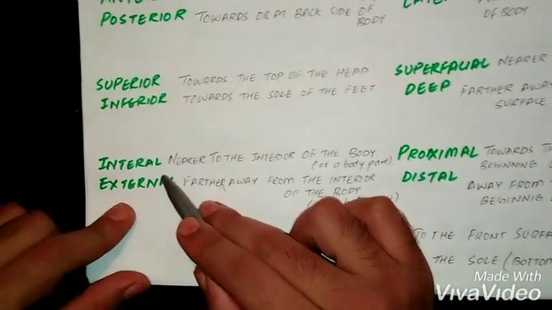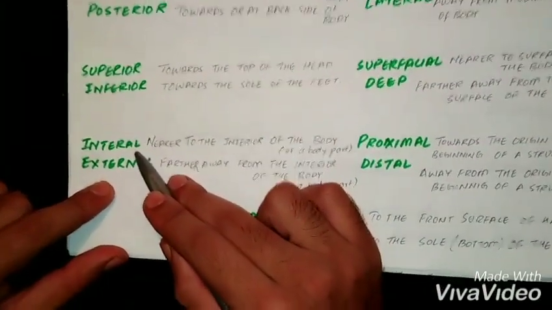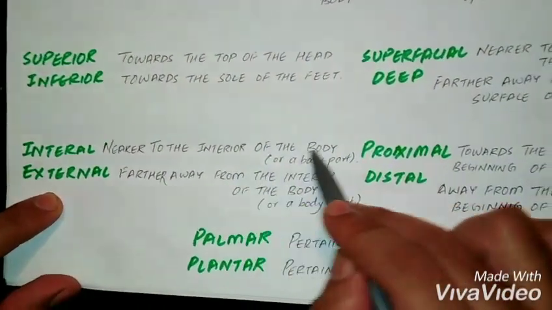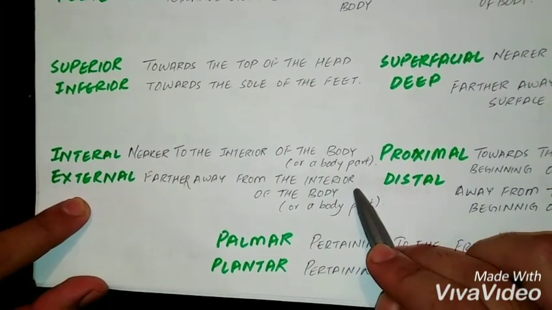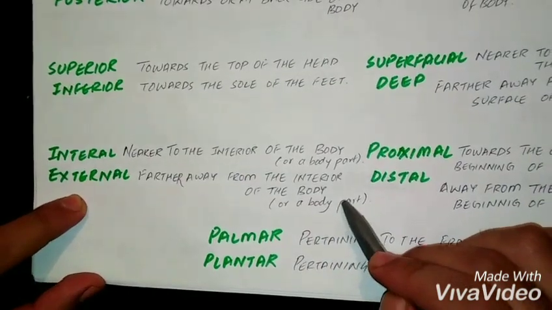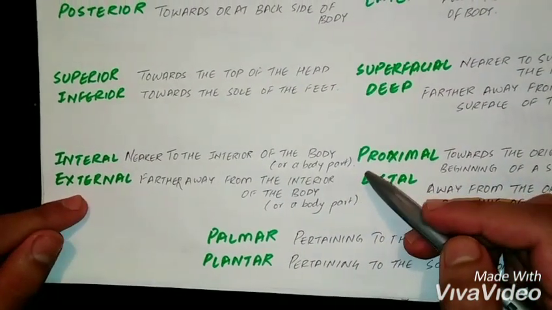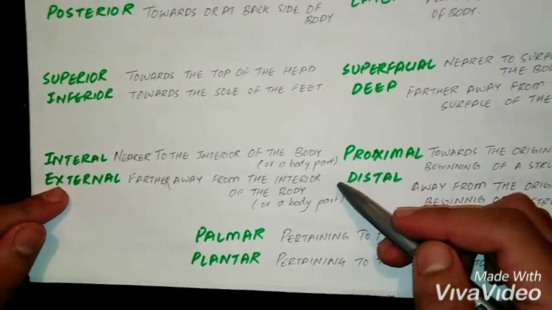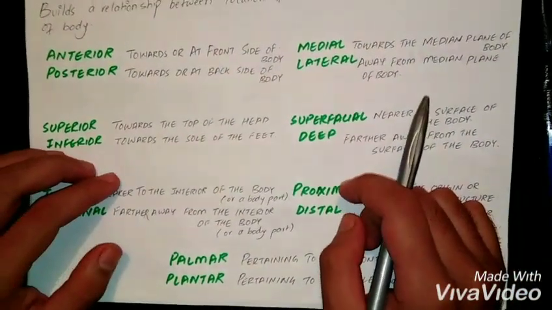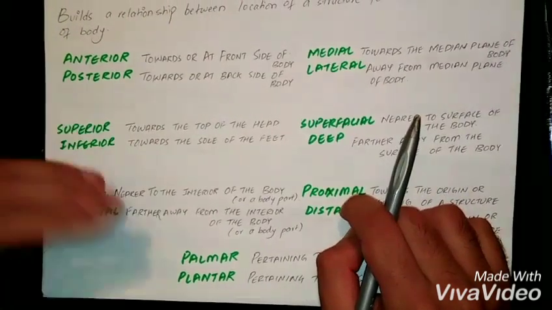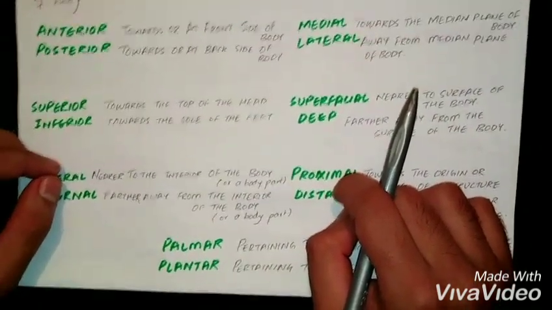Then we come to internal and external. Internal is nearer to the interior of the body or a body part. External is farther away from the interior of the body or a body part. Internal is inside of the body, external is outside of the body. Or if we relate structures with each other, they can be internal or external to each other.